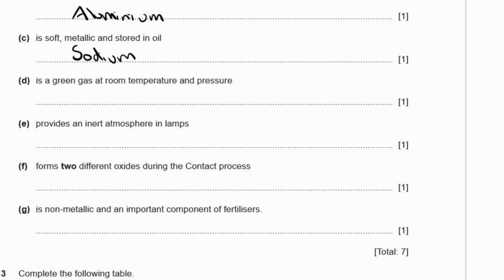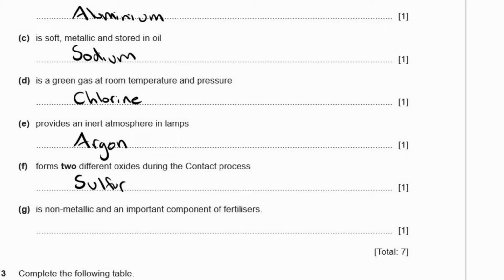So D, which one is a green gas at room temperature and pressure? That one is chlorine gas. E, which one provides an inert atmosphere in lamps? Inert means unreactive, so that would be the noble gas argon. F, which one forms 2 different oxides during the contact process? You only want one element that forms 2 oxides, and that would be sulfur.